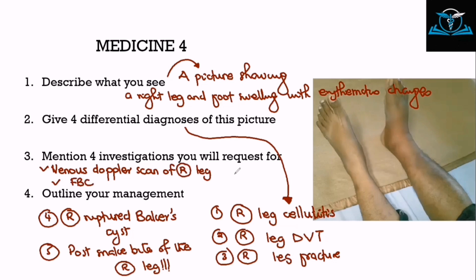Blood culture and sensitivity. X-ray of the leg. Blood culture and sensitivity, I agree. What else? X-ray. Someone said X-ray. I agree. Of the right leg. There's also D-dimer, isn't it? Yeah. All right. This one, I modified it during the exam. I said, outline your management of one of the differential diagnoses you've taken.